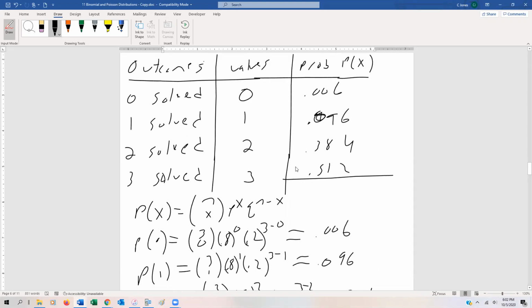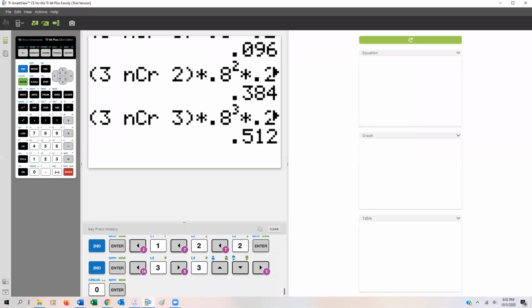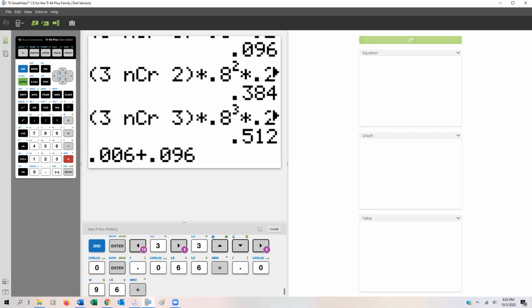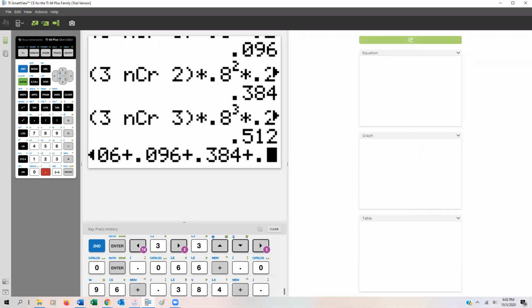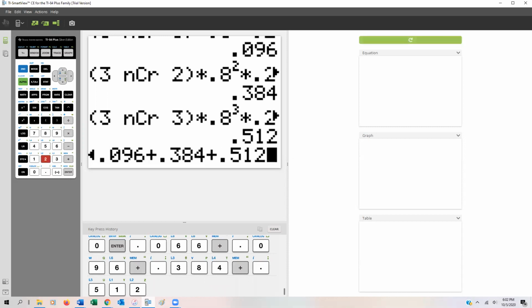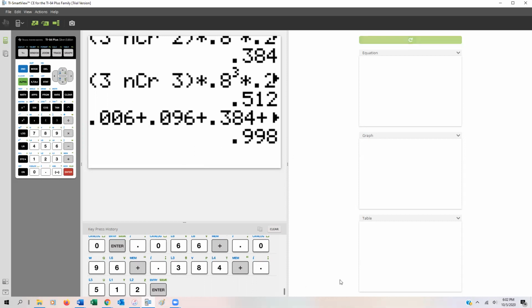If this is all the possible outcomes that could occur, then the sum of this probability distribution should be 1. So does this equal 1? That's the question. Of course we don't want to trust my intuition as to whether it adds up to 1. Let's use the calculator. So we're going to say 0.006 plus 0.096 plus 0.384 plus 0.512. And unfortunately, if this doesn't add up to 1, then we have to stop the video and do it over again. It adds up to 0.998.